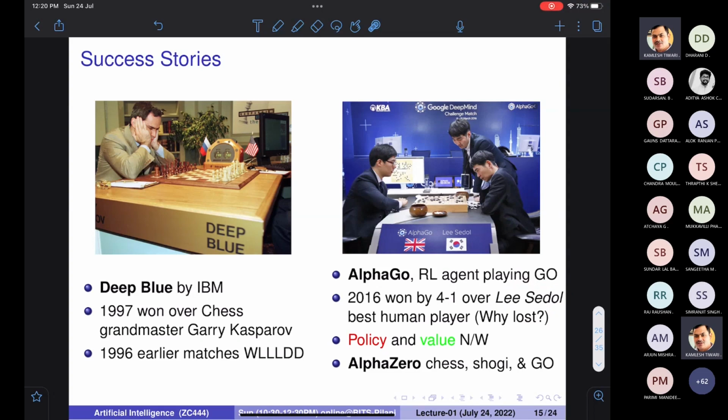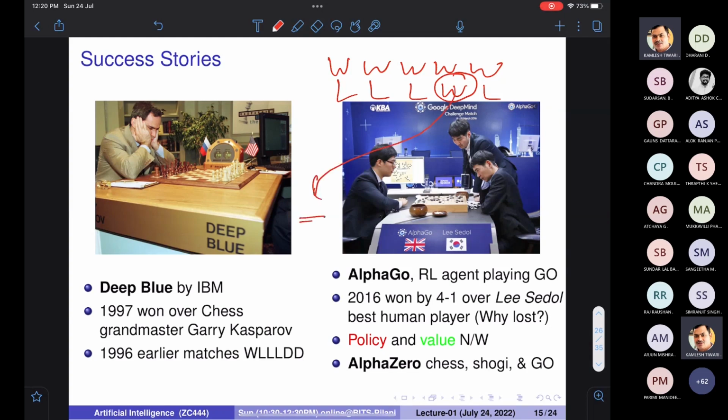Yeah, AlphaGo. So Lee and others were thinking that it is very difficult for a computer to win. Five matches were played, and he was thinking that he was going to win. But actually he lost. This was the scenario that actually happened. So why was it able to win? It is also an interesting story.